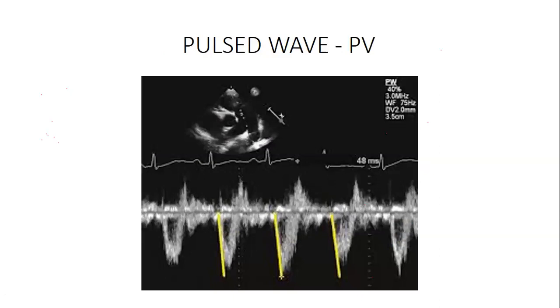Okay, pulsed wave on the pulmonic valve. I was also trying to show you the pulmonic valve. Now, the pulmonic valve, again, when you look at it, it's a negative shift. Why is it a negative shift? Because of its physiology. For blood to go through the pulmonic valve, it has to come from the right ventricle, the right ventricular outflow tract, and it goes away from the probe. That's why it's like this. This is a baseline. So no confusion should come.